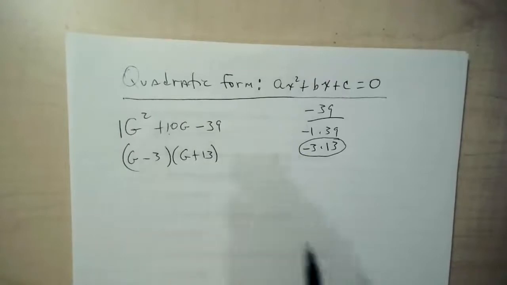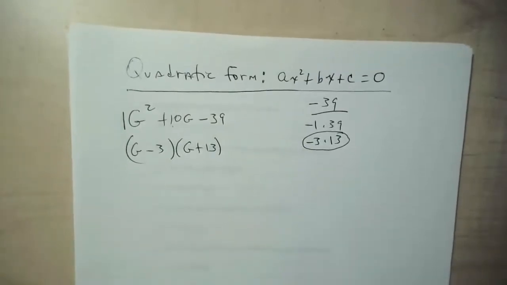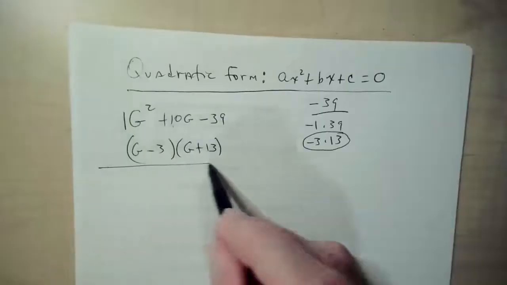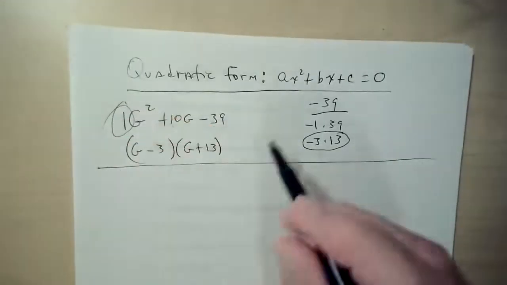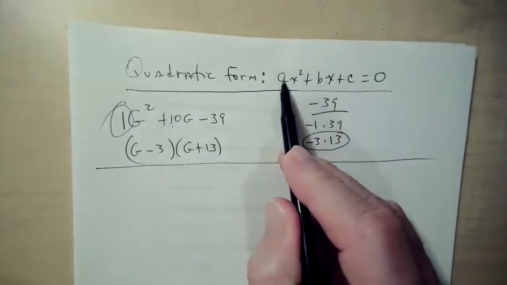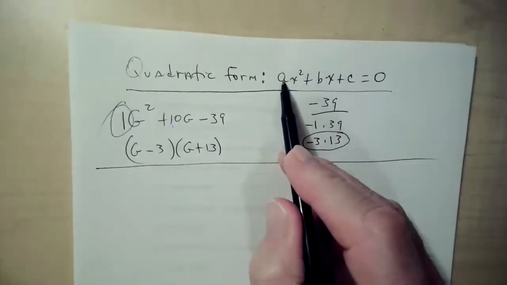Does it make any difference which one comes first? No. It's just like 2 times 3 or 3 times 2. They're all going to be that. But what happens if this number, remember this is our A value, what happens if that is not 1?